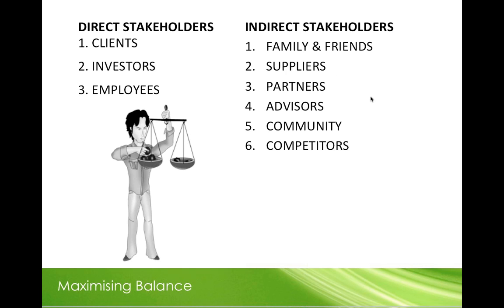And then lastly is this concept of how do we maximise balance between our stakeholders. There's two types of stakeholders. There's direct stakeholders, your clients, your investors, and your employees. You need to make sure when you're making a decision, it's a win-win decision for at least those 3 stakeholder groups. And then a lot of people, they forget to think about what's the impact on my stakeholders.